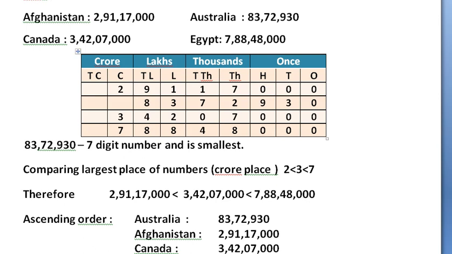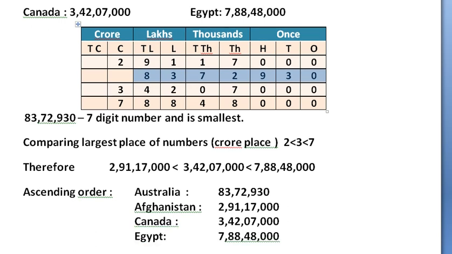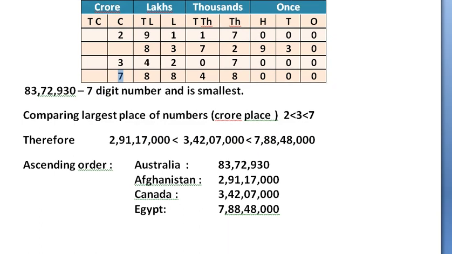we are going to compare all these numbers simultaneously. I can see that the population of Australia, which is a 7-digit number, will be the smallest one. So, comparing the remaining three numbers, we will start comparing with the largest place first, which in this case is the crores place. And I have found that the 2 is smaller than 3 and 3 is smaller than 7. So naturally, the number starting with 2 crore is the smallest of these three numbers. Then the number starting with 3 crore is the middle one, and the number starting with 7 crore is the largest one.